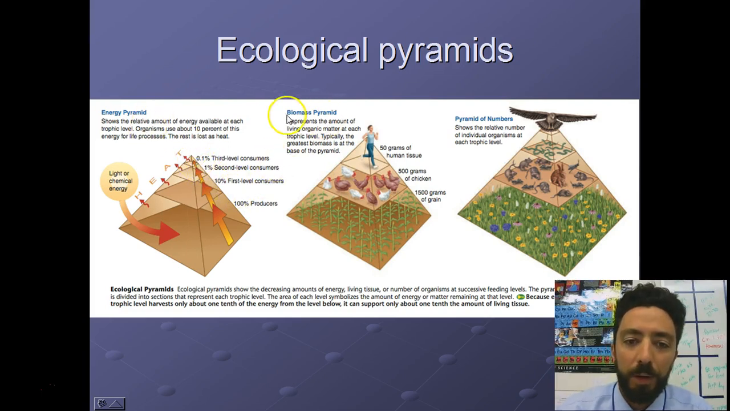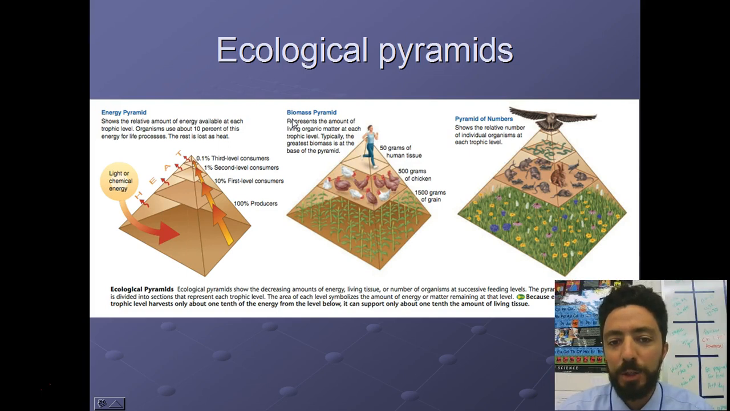You also have a biomass pyramid, and biomass is just the amount of living organic matter at each trophic level. So if we found the mass of every one of these stalks of grain, or every one of the plants, or every one of the trees, right? So it's a pretty large mass. There are a lot of plants out there, and so that mass gets really high.